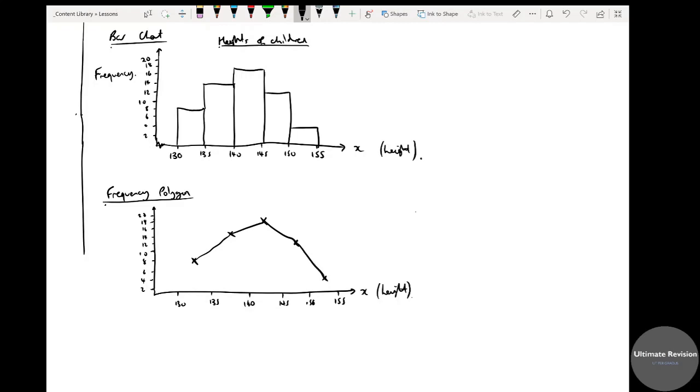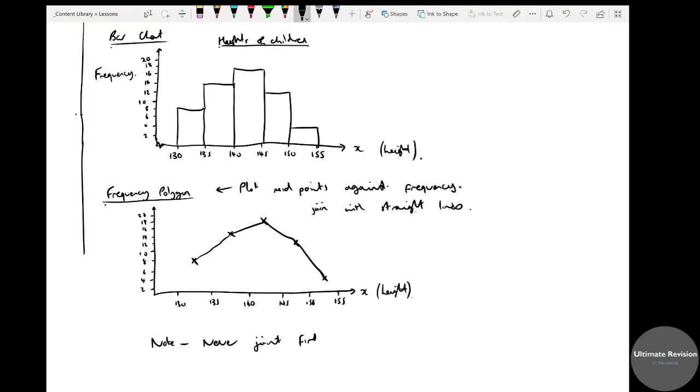Okay, so for a frequency polygon, you plot the midpoints against the frequency, and then you join with straight lines. Note, never join the first and last point. If I did that, that is a disaster. Don't do that. That's not what you want to do.